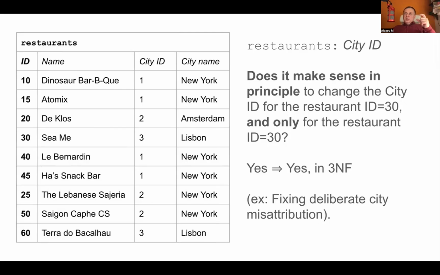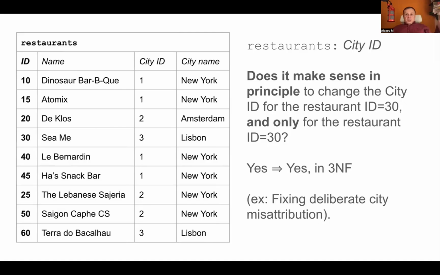One example is when we actually need to fix a data entry problem. Suppose that somebody, when they registered the restaurant in our system, provided a different city because they wanted to have more traffic from people who thought that this restaurant is closer than they think, or something like that.